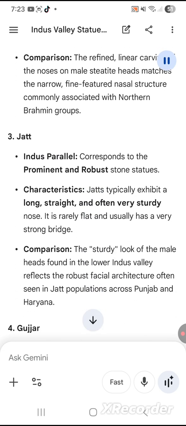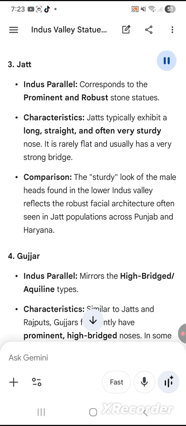3. Jatt. Indus parallel corresponds to the prominent and robust stone statues. Characteristics: Jatts typically exhibit a long, straight, and often very sturdy nose. It is rarely flat, and usually has a very strong bridge. Comparison: The sturdy look of the male heads found in the lower Indus Valley reflects the robust facial architecture often seen in Jatt populations across Punjab and Haryana.